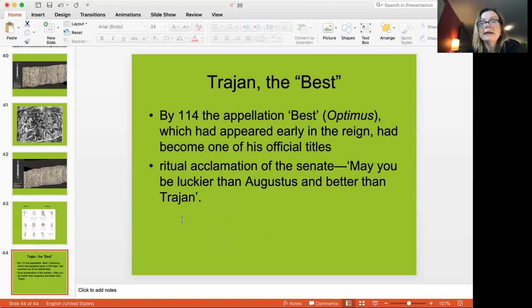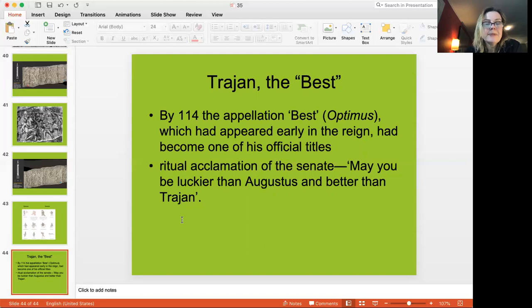And I think what is so interesting about it is that people started to call him best sort of early on. But this became one of his official titles as he would progress in his rule. And of course, that best, Optimus, was also the name given to Jupiter, the most important god in ancient Rome. So one more time, it also enhances this sort of superhuman quality associated with the emperors.